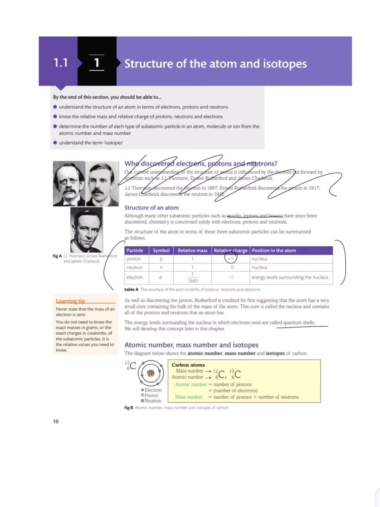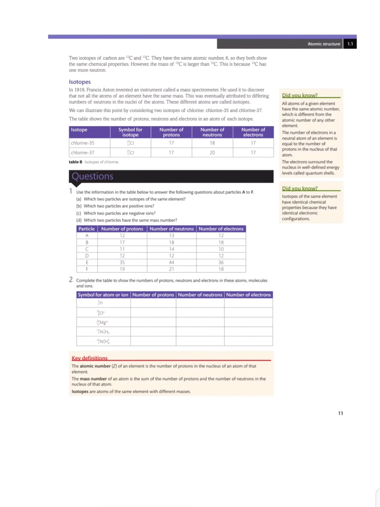Atomic number, mass number and isotopes. The diagram below shows the atomic number, mass number and isotopes of carbon atom. So carbon has a mass number of 12 and an atomic number, so proton number, of 6. And this is an isotope of carbon, carbon 13. The atomic number is the number of protons, which is equivalent to the number of electrons. And the mass number is the number of protons and the number of neutrons added together. Once again, you would have covered this at GCSE.